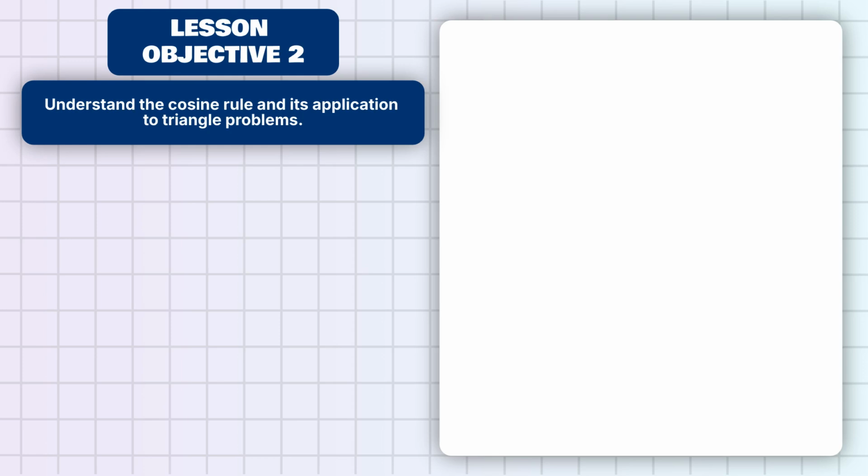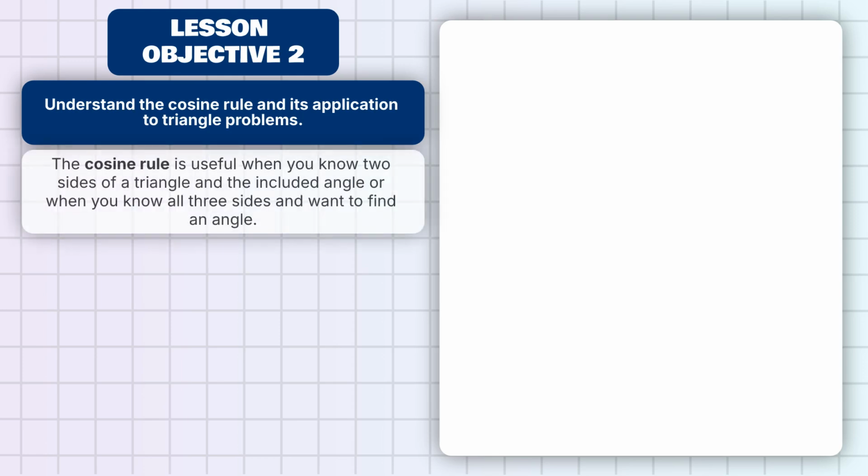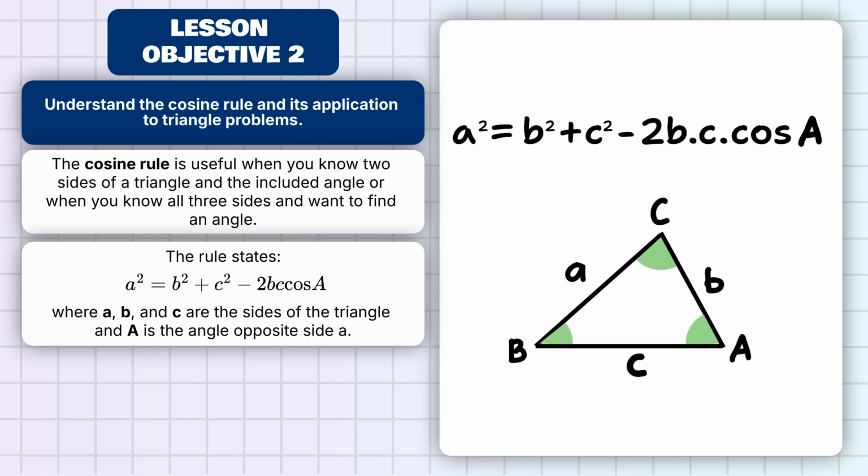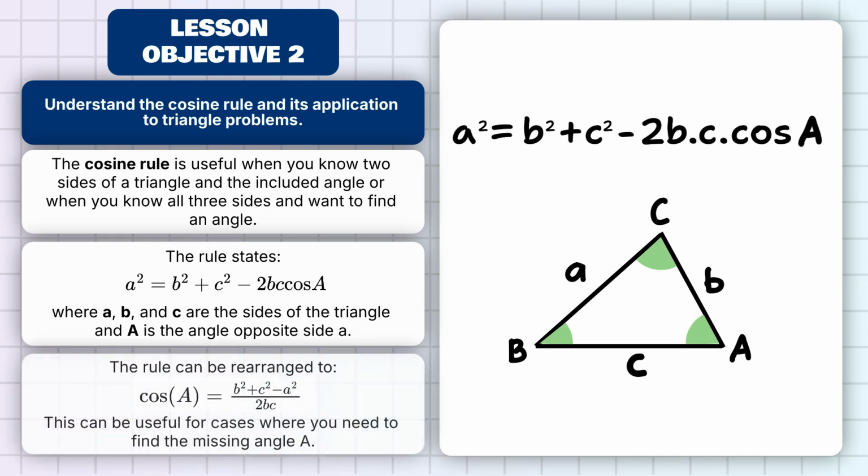Now let's turn to the cosine rule. The cosine rule is useful when you know two sides of a triangle and the included angle, or when you know all three sides and want to find an angle. The rule states a squared equals b squared plus c squared minus 2bc cos A, where lowercase a, b, and c are the sides of the triangle and uppercase A is the angle opposite side a. The rule can also be rearranged to cos A equals b squared plus c squared minus a squared, divided by 2bc. This is useful for cases where you need to find the missing angle.